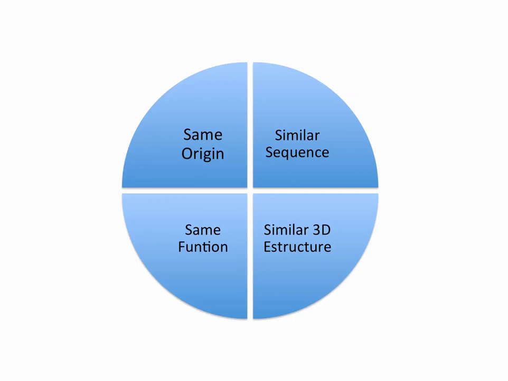Summarizing, so far we have seen the fundamental relation between the sequences, the structure, the function, and the evolutionary origin of biological sequences. So, if we know that two sequences are similar, we can make hypotheses about their common evolutionary origin, biological function, or three-dimensional structure.